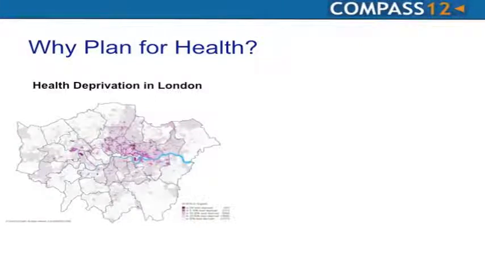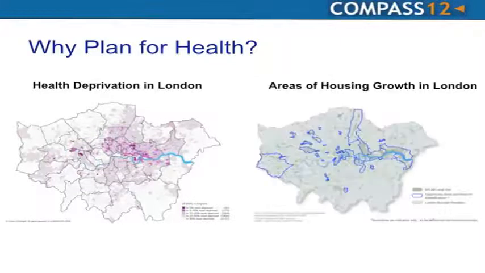And there's various indicators, going back to our indicators again, there's various indicators that develop our health deprivation index. But you can see there's very dark purple spots there where there are significant health issues in London. With that, they have significant housing growth, and you can see there's parallels between deprivation and housing growth.